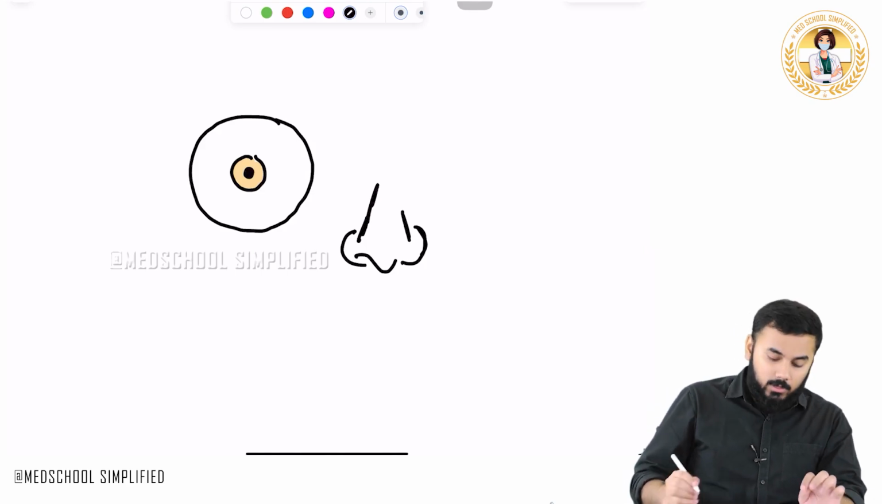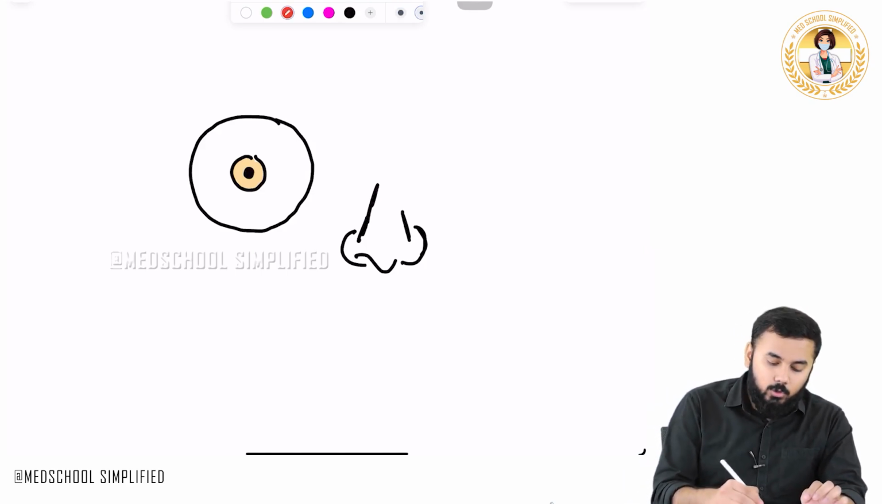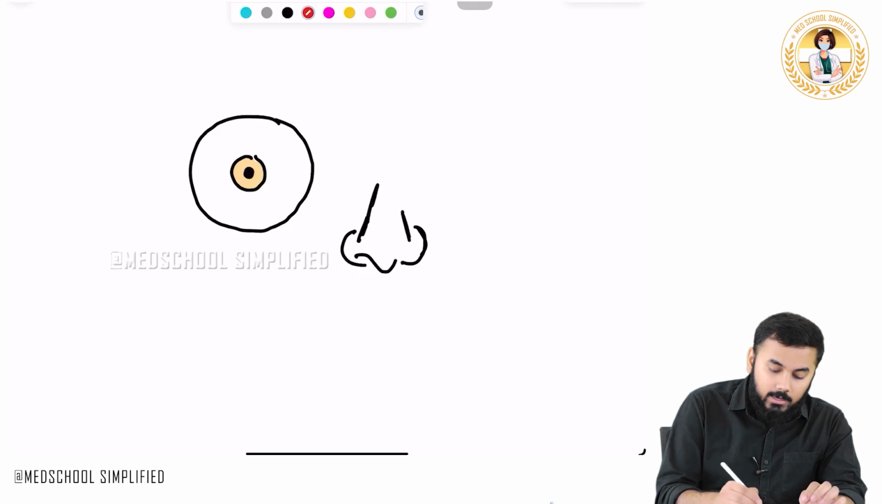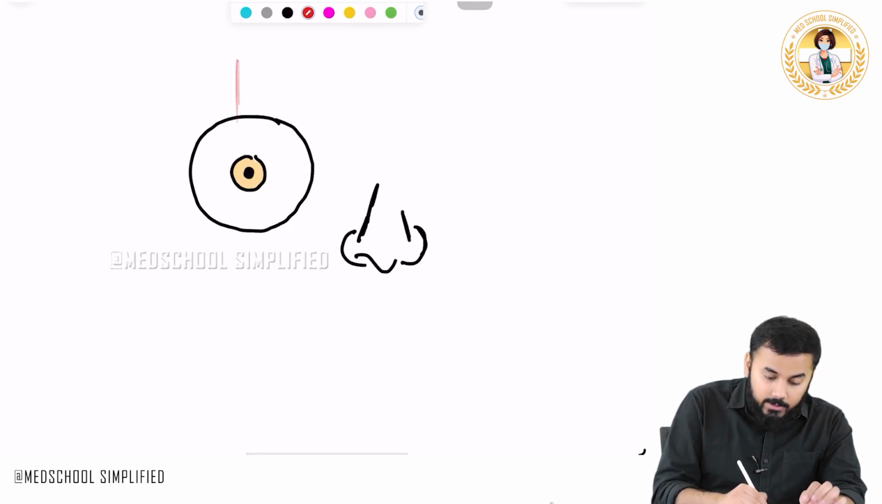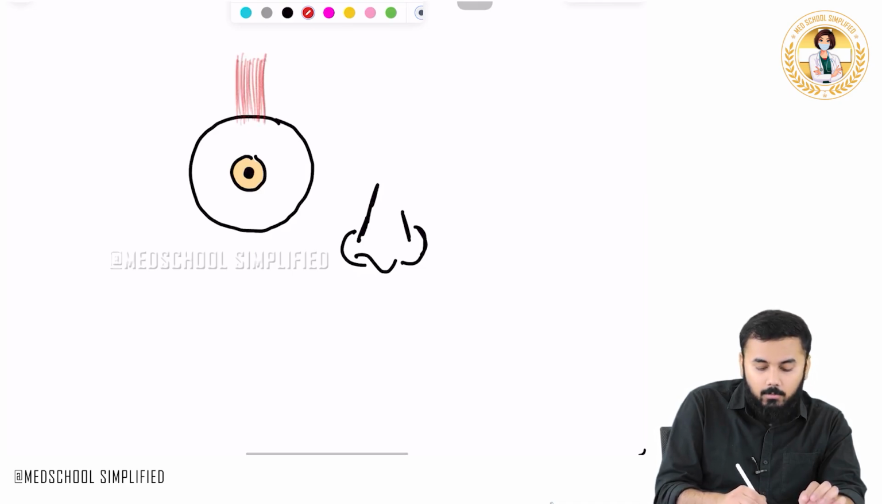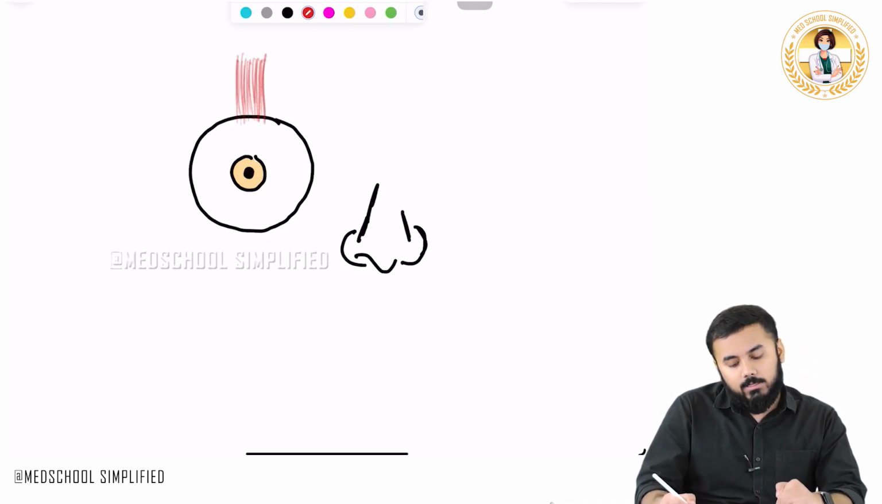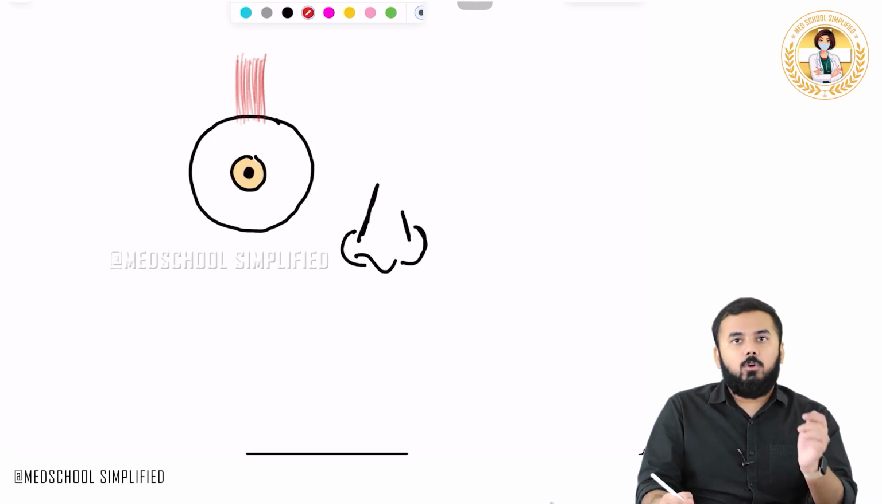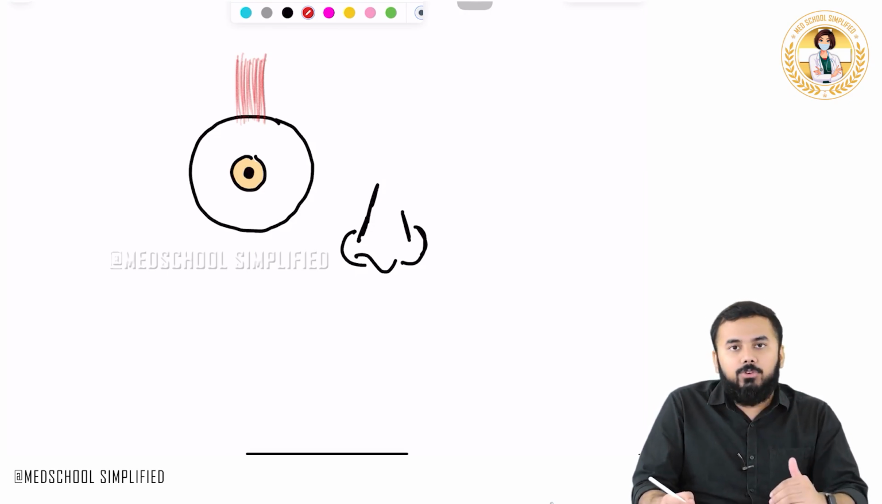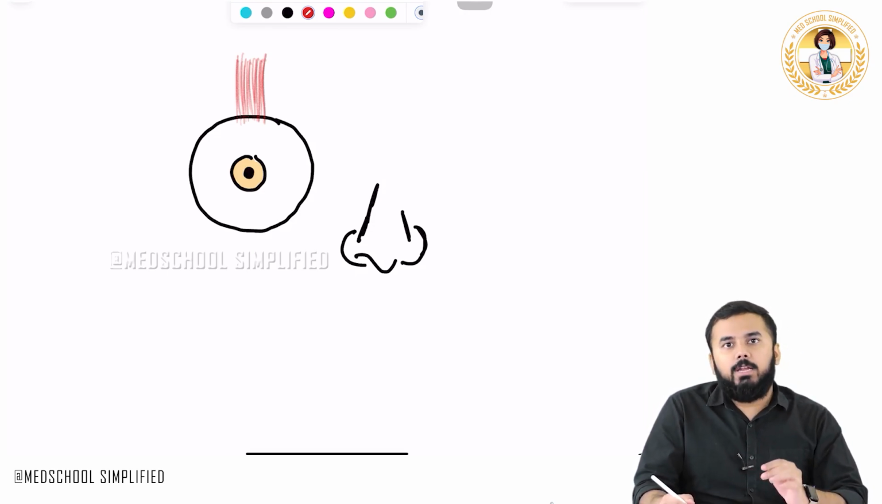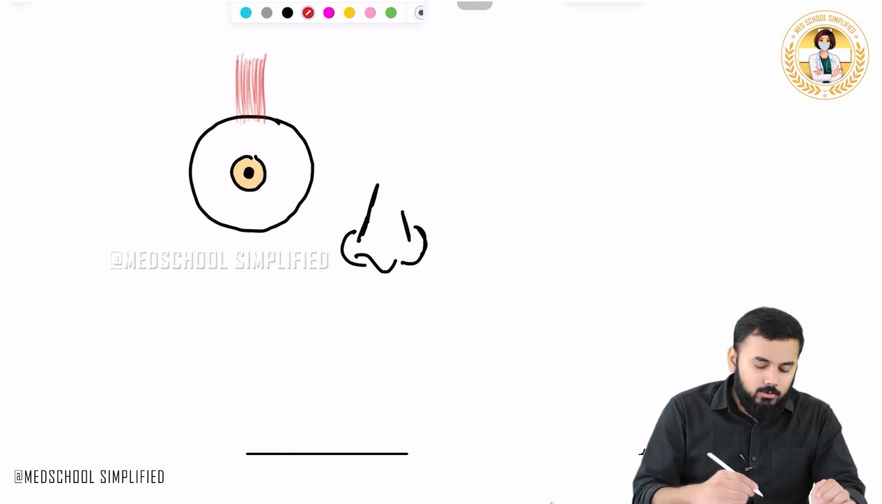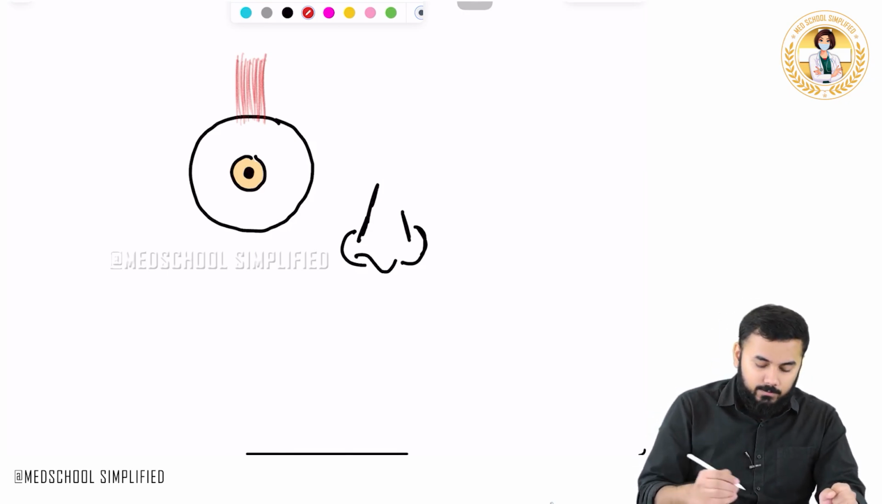This is the nose. Now here there are a group of muscles. These group of muscles are straight and they are present on the top of the eyeball. So I have to call them superior. And if they are straight, in Latin the straight things are called rectus. So these muscles are called superior rectus.